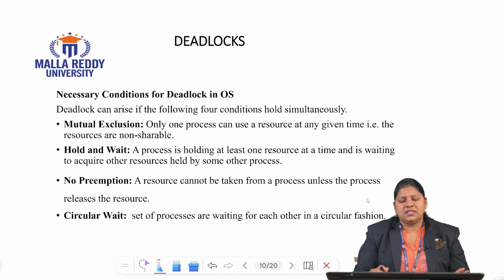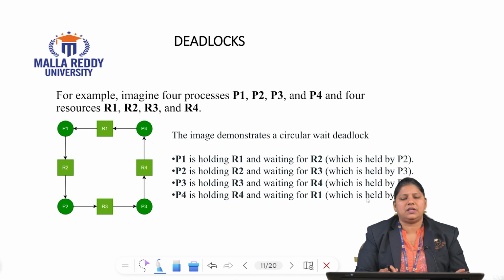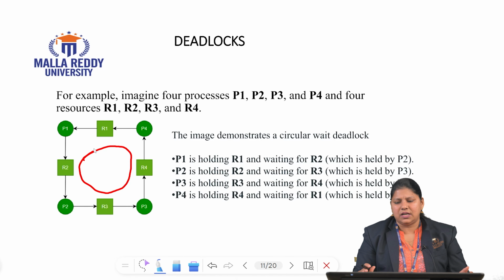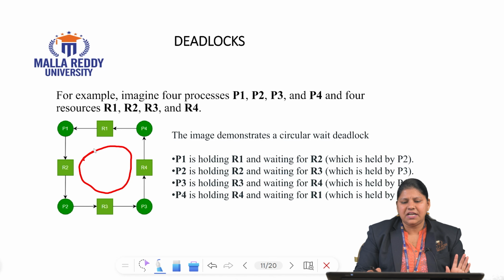Circular wait. A set of processes are waiting for each other in a circular fashion. So, let us see an example of circular wait. Here we have 4 processes P1, P2, P3, P4 and resources R1, R2, R3 and R4. P1 is holding R1 and waiting for R3. P2 is holding R2 and waiting for R3. P3 is holding R3 and waiting for R4. P4 is holding R4 and waiting for R1. Here we can form a circle. So, none of the processes can be executed. That is the circular wait condition.